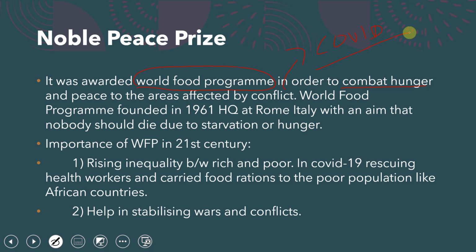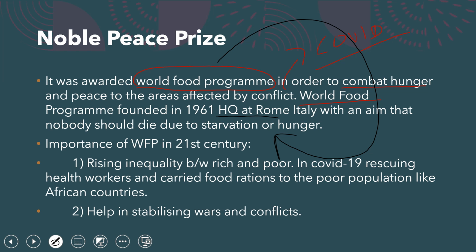So the World Food Program was founded in 1961 with headquarters in Rome, Italy, with the aim that nobody should die due to starvation or hunger. So their main aim is that nobody in the world dies due to starvation or hunger. It was also in the news before the Nobel Peace Prize.